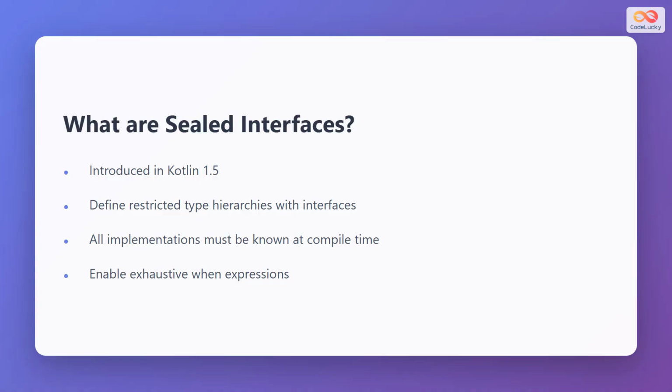Sealed interfaces were introduced in Kotlin version 1.5. They allow you to define restricted type hierarchies using interfaces instead of classes. The key characteristic is that all implementations must be known at compile time, meaning you cannot add new implementations outside of the module where the sealed interface is defined. This restriction enables the compiler to perform exhaustive checks in when expressions, ensuring you handle all possible cases.